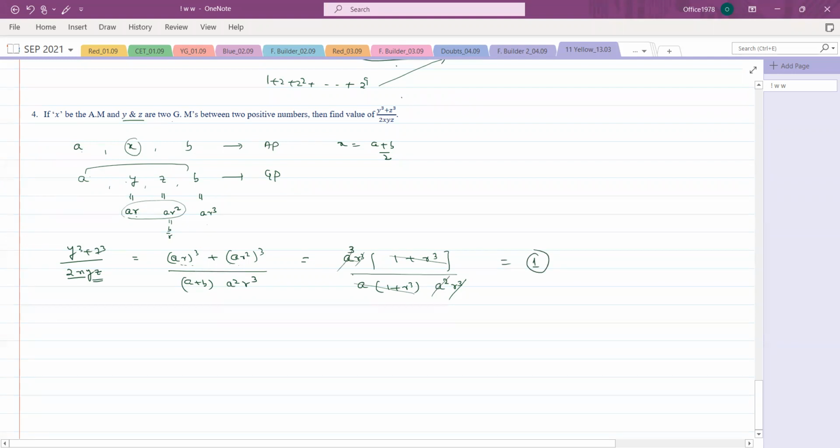Is that clear? Y cube you can write ar whole cube. Z cube you can write a r square whole cube. 2x you can write a plus b. And y you can write ar, z you can write ar square, that means a square r cube. From the numerator you can take a cube r cube common, then you have 1 plus r cube. A plus b you can write as sum of these two, a plus ar cube, a common, 1 plus r cube, and yz you can write ar into ar square. So all we can cancel and the answer is 1.